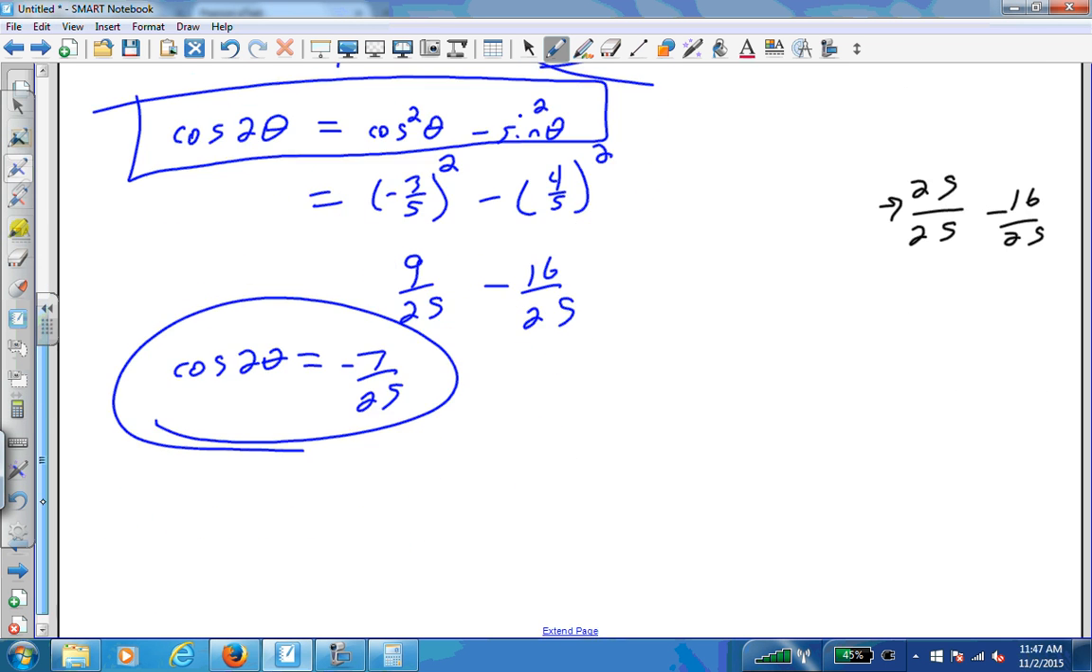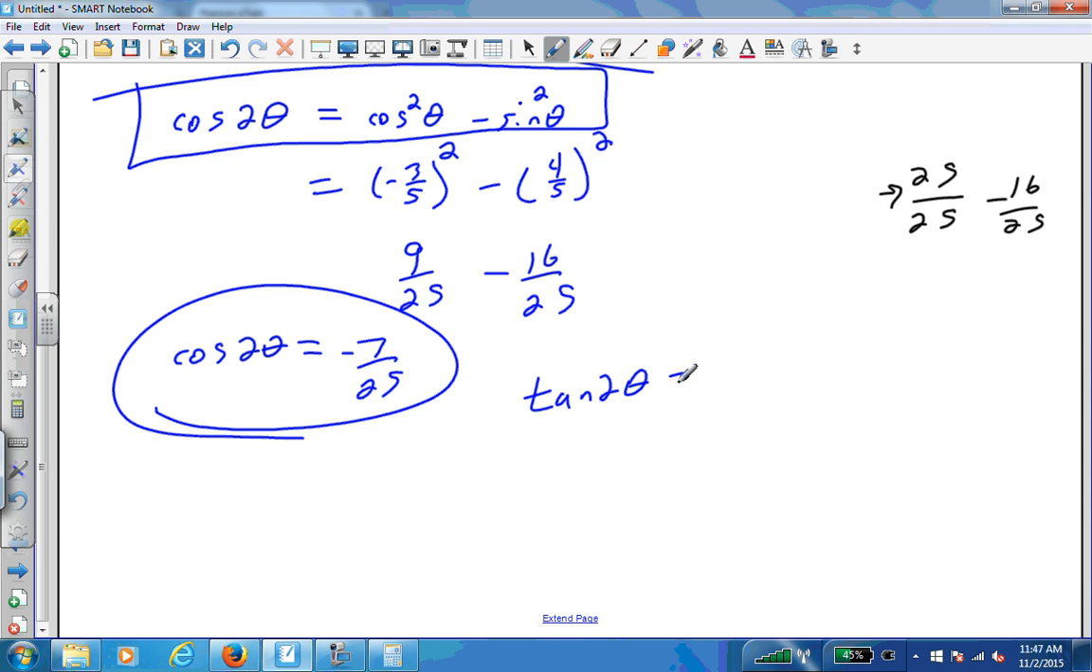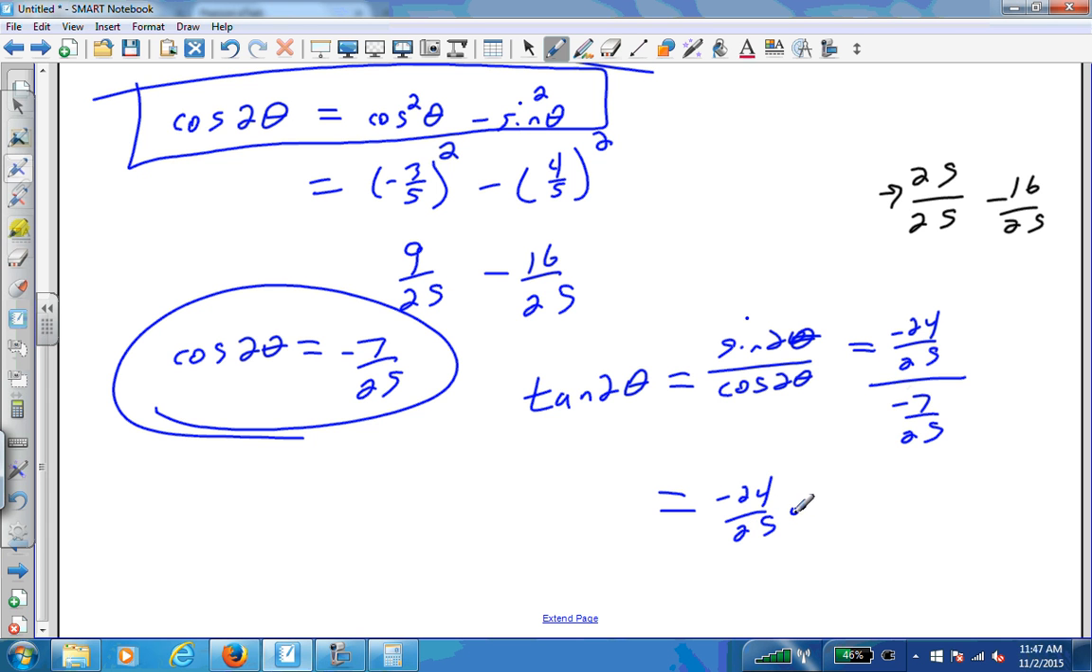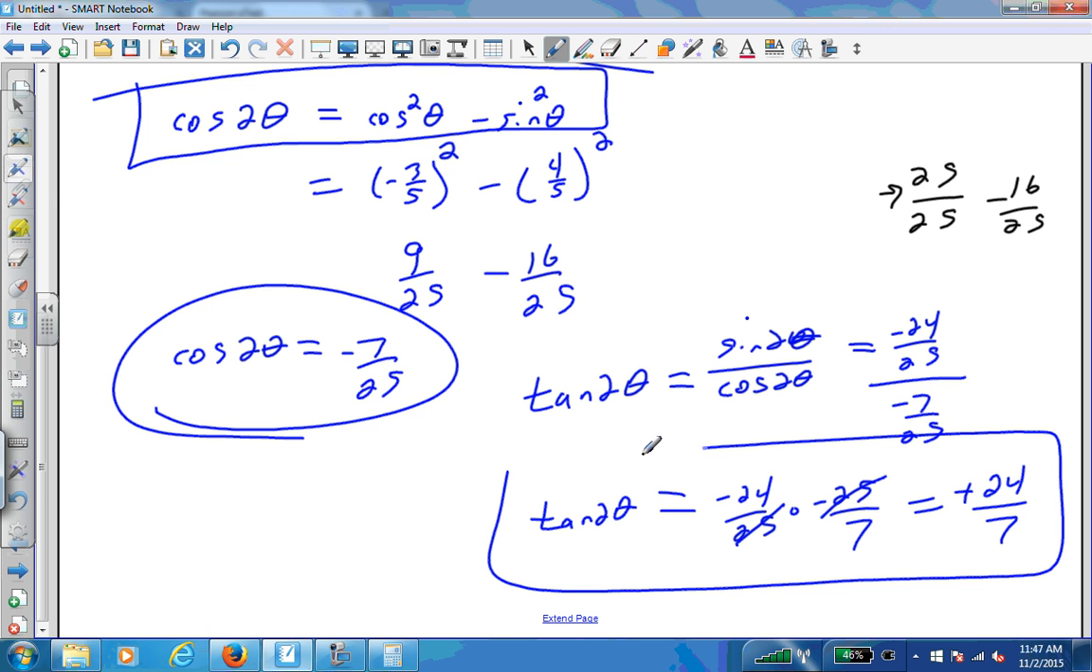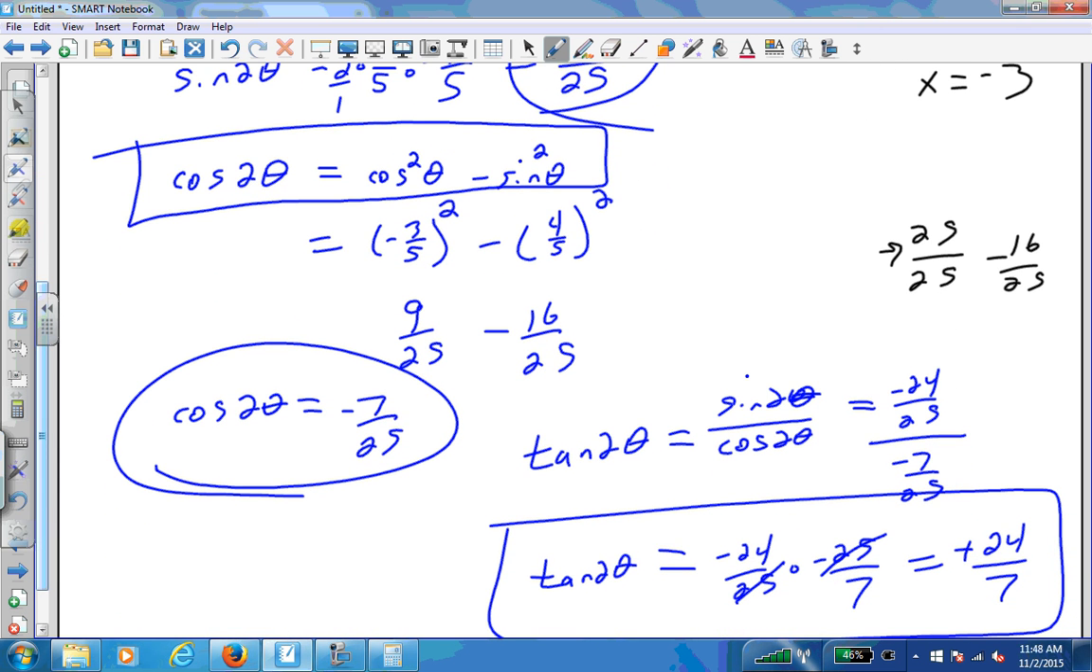Well, if we know sine and cosine of 2 theta, tangent of 2 theta is just sine 2 theta over cosine 2 theta. So negative 24/25 over negative 7/25. If we're dividing by a fraction, that's the same thing as multiplying by the reciprocal. So the 25s cancel. 2 negatives make a positive, 24 on top, 7 on bottom. We took our identities and used them to find a ratio for twice our angle.